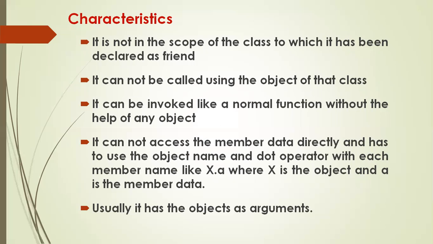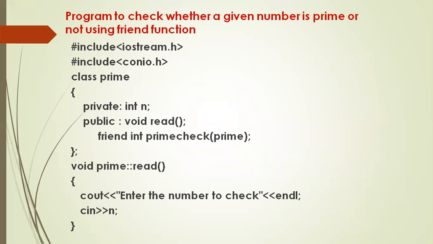So these are the five different characteristics of a friend function. A friend function does not come within the scope. It's not a member function. It cannot be called with any object. It can be called directly, but generally we have to pass one object as an argument, and using that object we can access the private data of that class. And in order to access any private data, it can access it only through the object name, not the member data name. Let us see a simple example illustrating how a friend function is defined and how it is used.